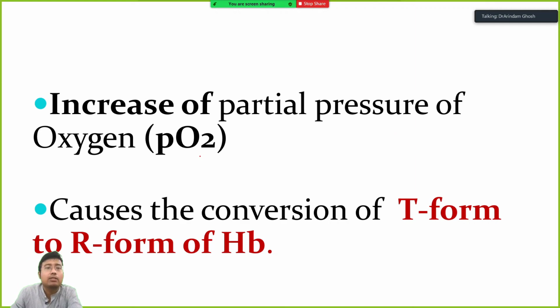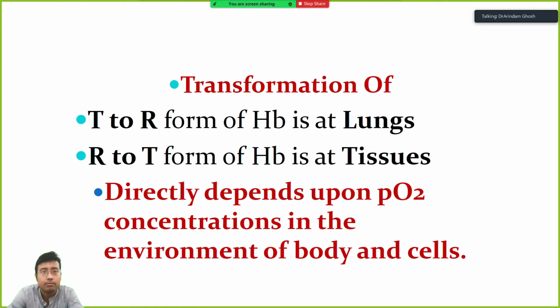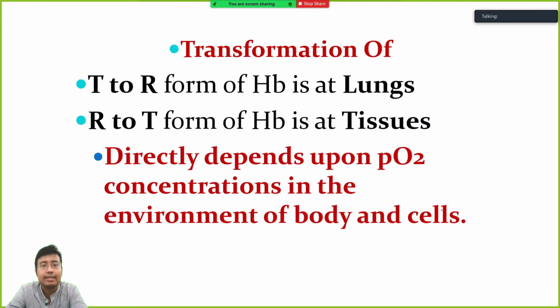इंक्रीज इन पार्शियल प्रेशर ऑफ ऑक्सीजन, कौन सा फॉर्म से कौन सा फॉर्म जाएगा, राइट? ऑक्सीजन मीन्स R फॉर्म में जाना है, सो इट लीड्स टू कन्वर्शन ऑफ T फॉर्म टू R फॉर्म. T से R बनेगा जब ऑक्सीजन ज्यादा है. और लंग्स में क्या होगा, टिश्यूज में क्या होगा? सेम, लंग्स ऑक्सीजन इज हाई, सो T will change to R, and at tissues oxygen is low, R will change to T. So it depends basically on the PO2 concentration at the level of body and cells. ऑक्सीजन ज्यादा है तो R बन जाएगा, ऑक्सीजन कम है टिश्यू में तो T बन जाएगा.